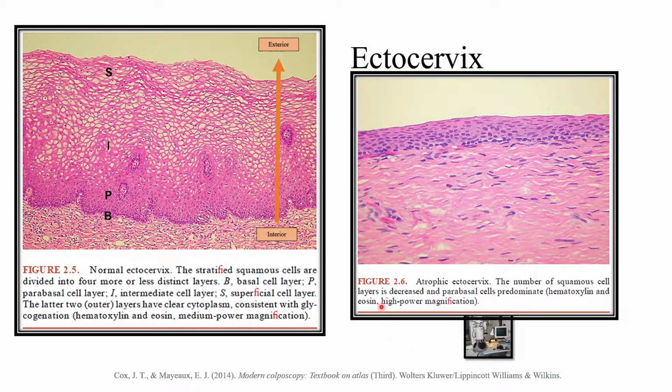This photo is from an atrophic ectocervix. In here, the parabasal layers are the ones that predominate. See the difference?